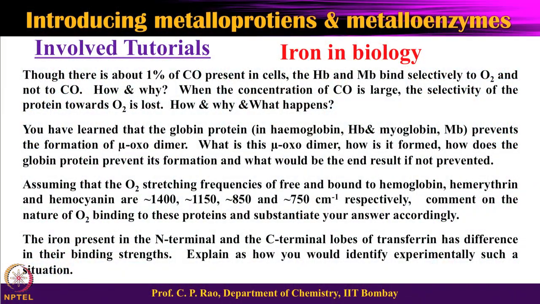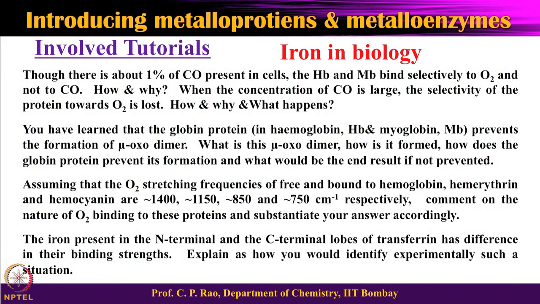Okay, assuming that the O2 stretching frequencies of the free and bound to hemoglobin, hemerythrin and hemocyanin are 1400, 1150, 850, 750 respectively. Okay. So, comment on the nature of the O2 binding to those proteins and substantiate your answer accordingly. Okay. So, assume that the stretching frequencies are this: 1400 quite high, little low, much low, very much low in these things. Okay. So, when your O2 is absolutely intact, you will get 1400.